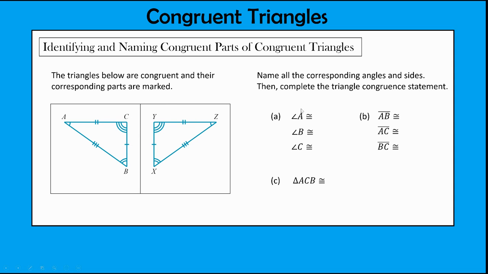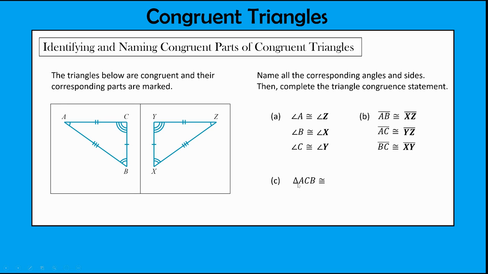So A should be matched with Z. Angle B is matched with angle X. Angle C is with angle Y. A to B would be matched with X to Z. And you could put X to Z or Z to X. It's not going to change anything. A to C gets matched with Y to Z. B to C then gets matched with X to Y.